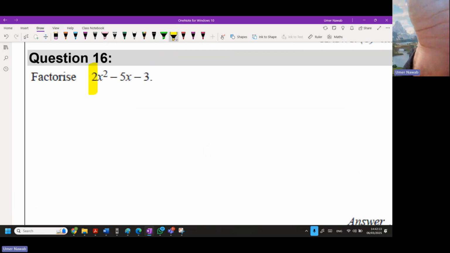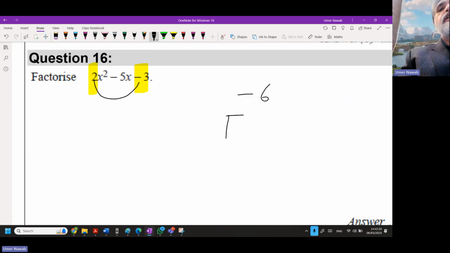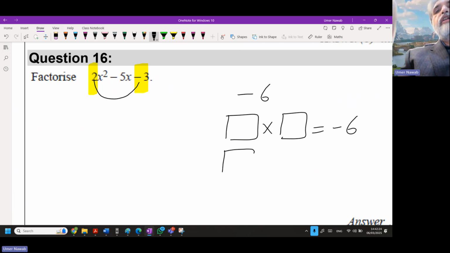In this case, I have a 2 here and I have a negative 3 here. So at first, 2 is going to multiply with negative 3. It gives you negative 6. Now think of the two numbers. When you multiply them, you should get negative 6. And when you add them, you should get the middle number, which is negative 5.